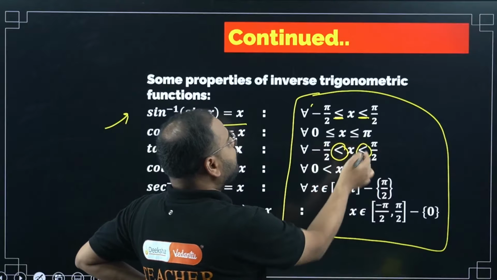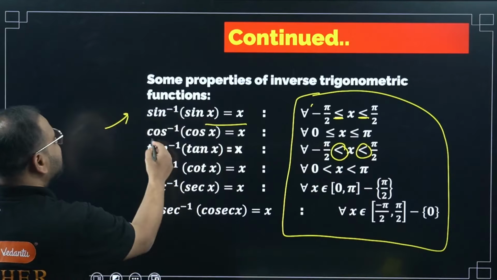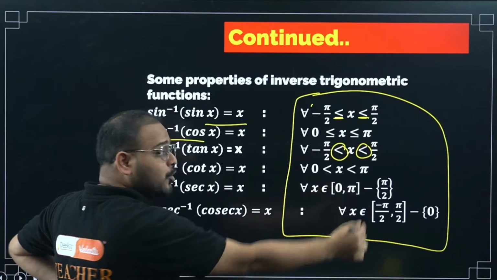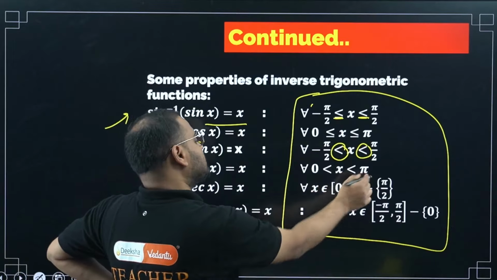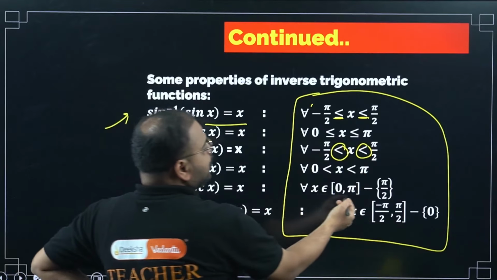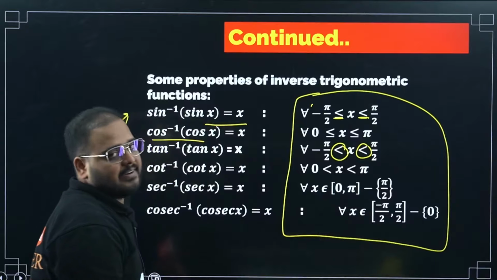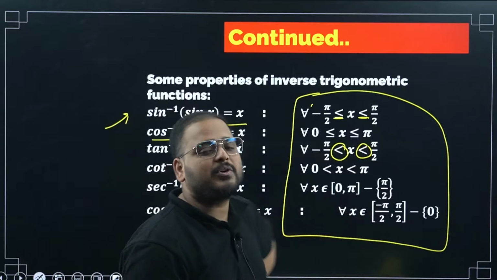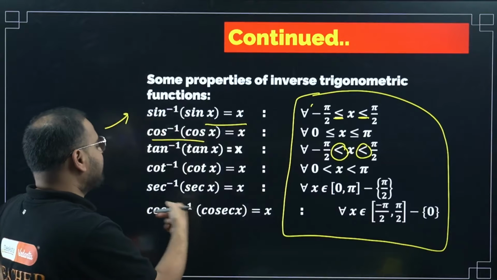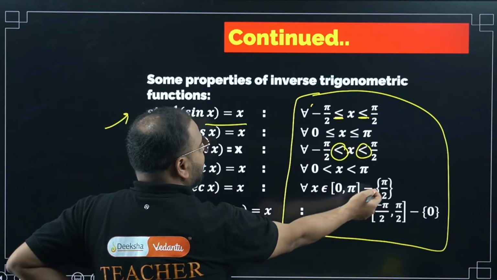Over here again, 0 to pi for cos inverse of cos x, and over here for cot inverse of cot x, again 0 to pi, but not inclusive of 0 and pi. I hope this is clear. Sec inverse of sec x will be from 0 to pi, but pi by 2 is out. Why? Not defined, right? Because cos pi by 2 is 0, so sec will not be defined. So we can't take it like this.